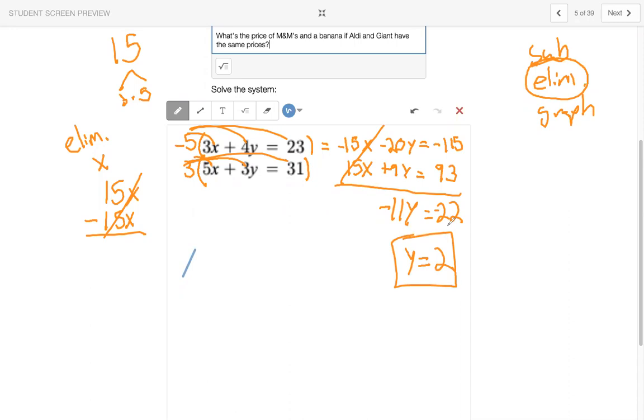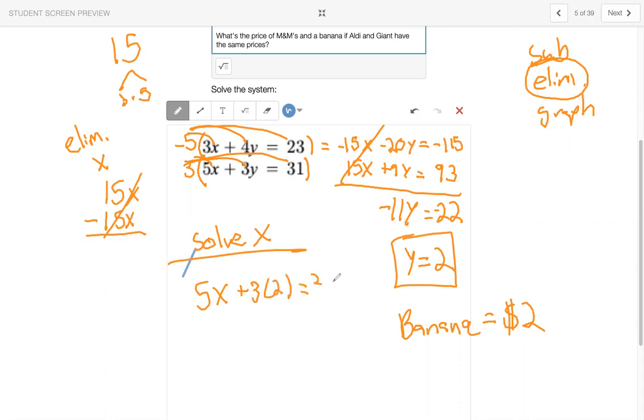So what's this now saying? This is saying that the price of the bananas, so a banana, B-A-N-A-N-A-S, banana's going to be $2. What do you think the M&M pack's going to be? Well, you know y, so we can solve for x. We got 5x, we're adding 3, but now instead of y, we can write 2, and that should all equal 31. So we can rewrite this to 5x plus 6 equals 31. So much fun. 5x is going to be 25. x is going to be 5.